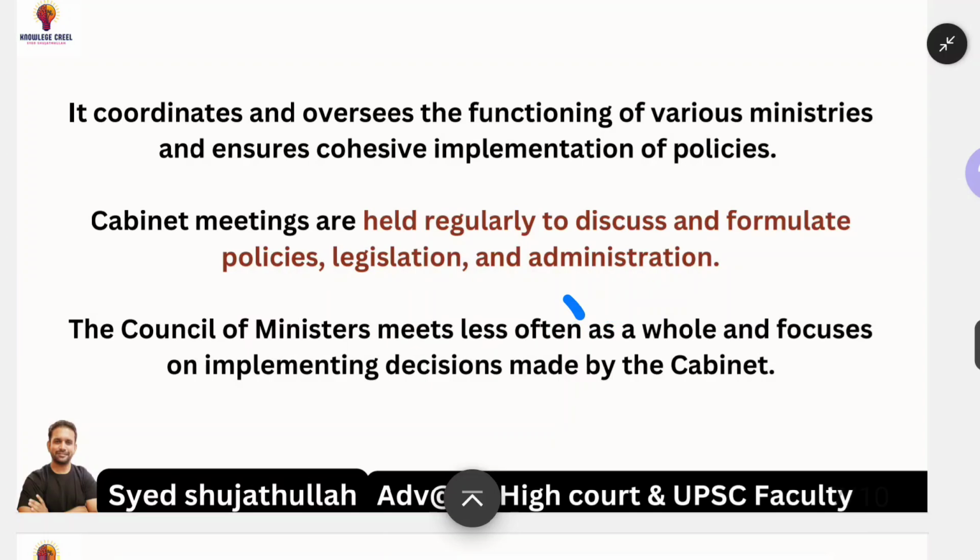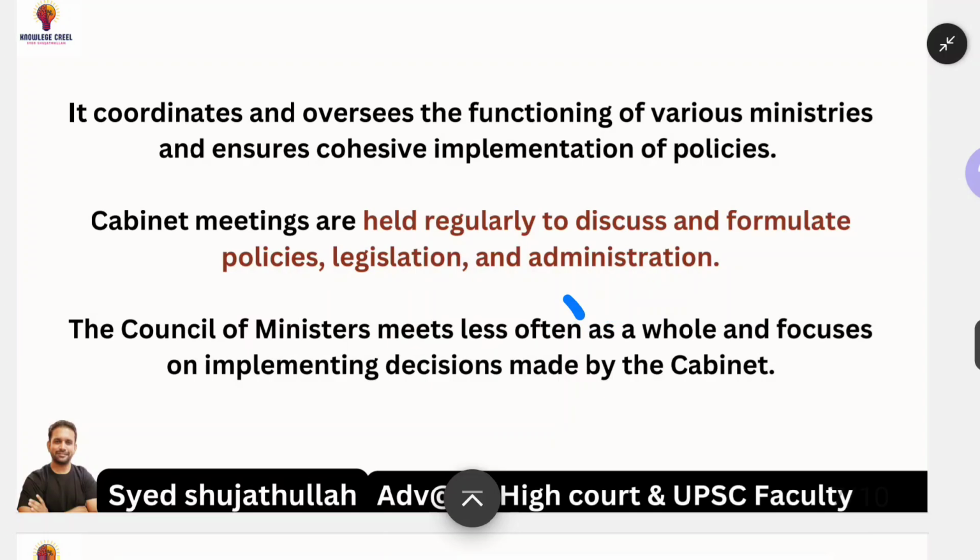So let us now see the important portfolios, very important from the examination point of view. You cannot skip this. Narendra Modi ji is holding the Ministry of Personnel, Public Grievances and Pensions, and also the Department of Atomic Energy and the Department of Space. Rajnath Singh, same as before, Ministry of Defence. Amit Shah, previously Ministry of Home. Nitin Gadkari, previously Ministry of Roads.